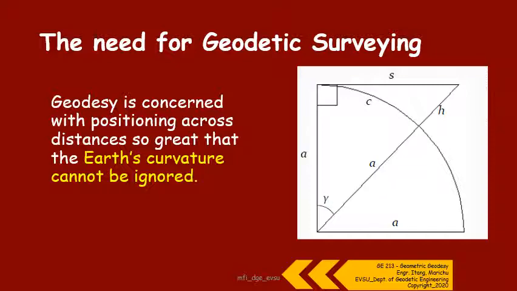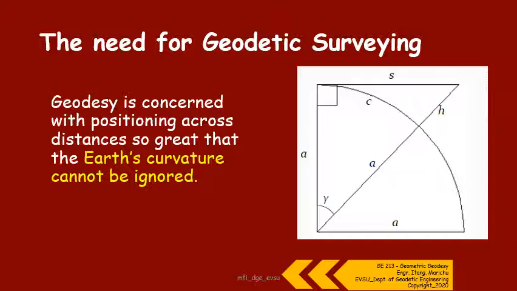So, the need for geodetic surveying. Why do we need to reduce our surveys, or take into account the curvature of the Earth? Geodesy is concerned with positioning across distances so great that the Earth's curvature cannot be ignored. It is okay if our survey is only 100 meters or 500 meters. What if our survey has to cover long distances, from one city to another, where the extent is already large?